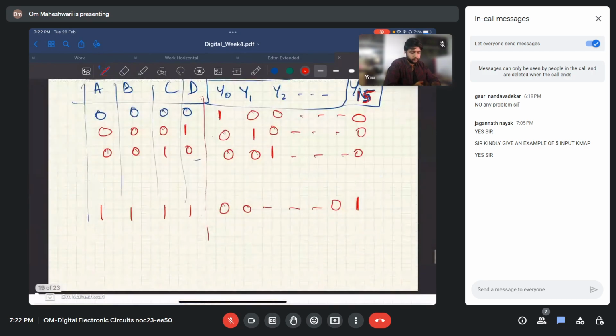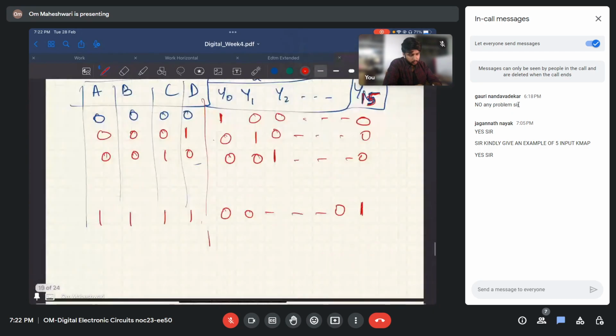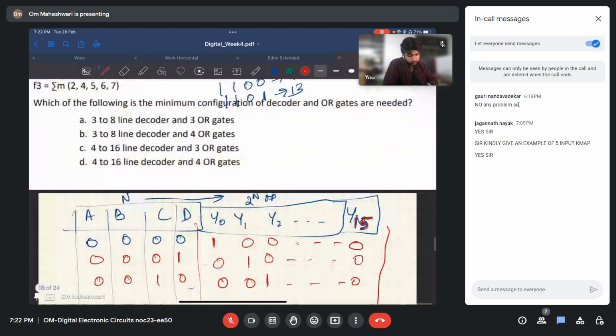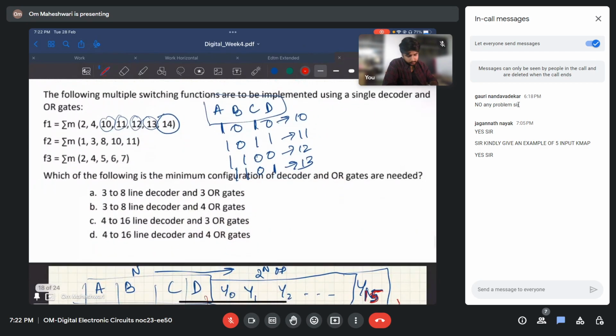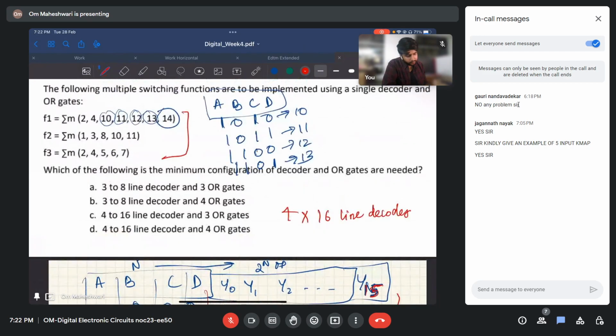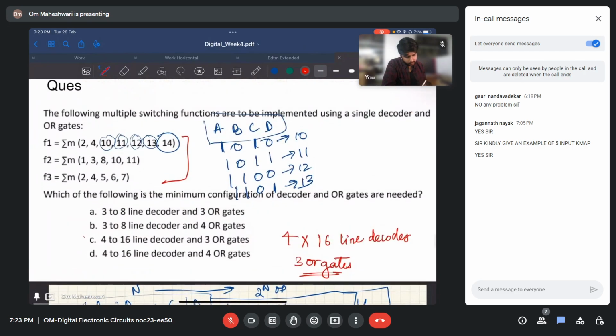So in this way, we can implement any function. This will give us the possibility of all the sigma m from 0 to 15, right? So it is clear now that we will need a 4 cross 16 line decoder. Now how many OR gates? Since we have to implement 3 functions, we will need 3 OR gates, right? So our answer will be this.